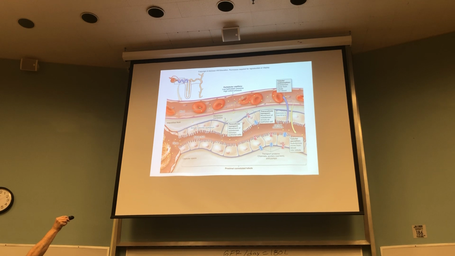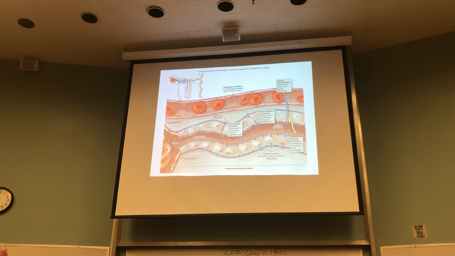So there's my pump, and that's the basilar side of this cell, and this is the basal side of that cell. So if the stuff moves between the cells, it's called paracellular. If it moves through the cell via some kind of a transport mechanism or a carrier molecule, then it's called transcellular. The purple line shows you reabsorption, and the goldish yellow is showing you secretion.